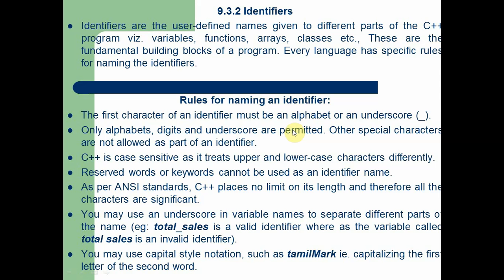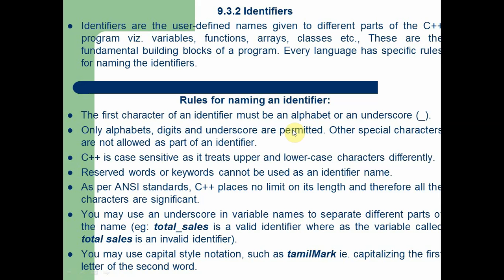Next, fourth point, reserved words cannot be used as identifiers. So we already know the first token or first lexical unit, the keywords, which are not used as identifiers. Next, as per ANSI standards, C++ places no limit on its length and therefore all the characters are significant. So if you want to give a lengthy name for any identifier, you can give, but you should follow the ANSI standards.